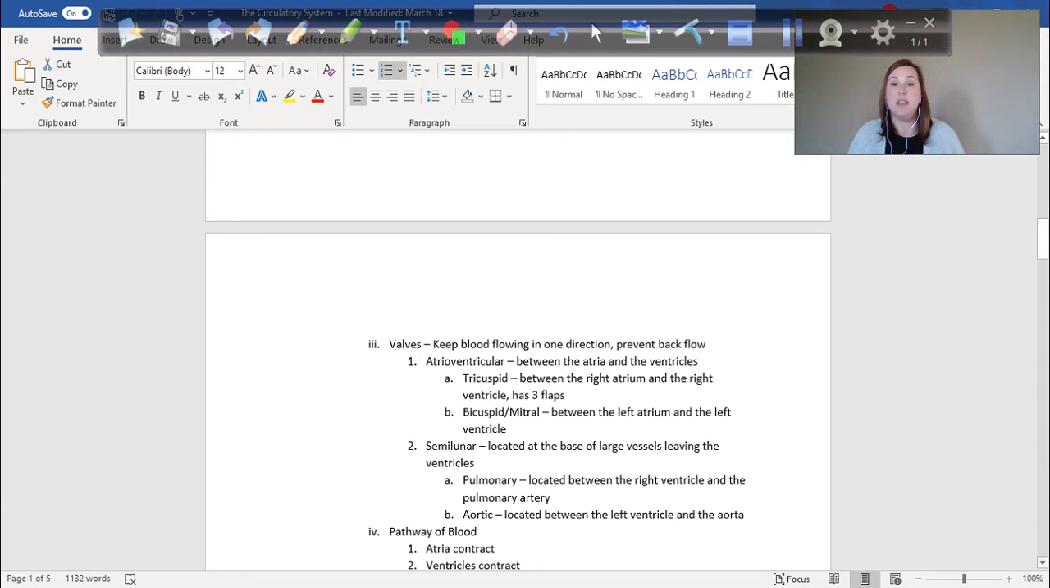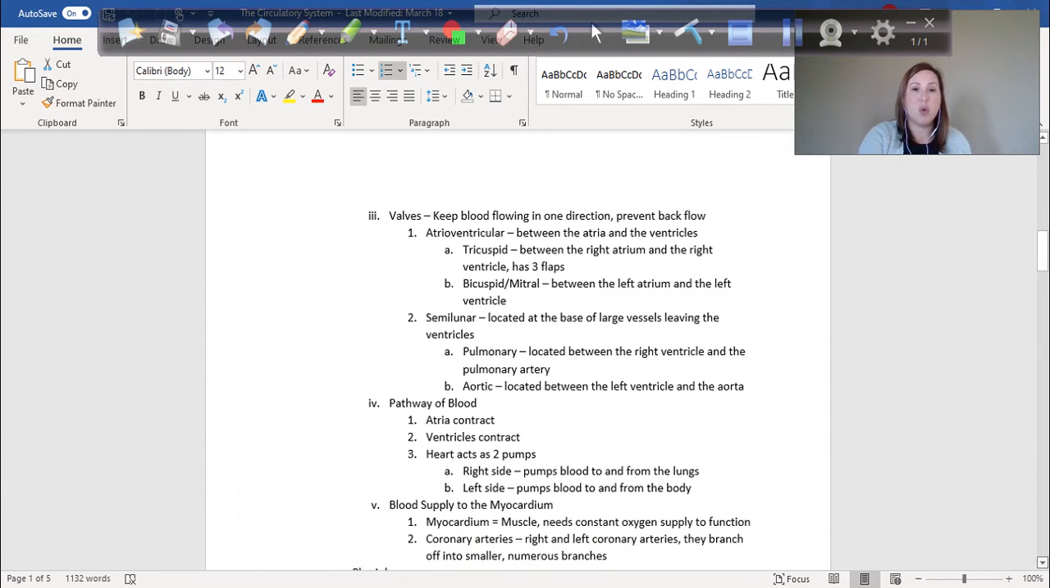As the blood leaves the left ventricle and goes into the aorta to go to the rest of the body, that's the aortic valve. So at the bottom of those ventricles, as it's going into the big vessels of your body, there's valves there. And those valves just keep the blood flowing in the right direction so that it's not going backwards.